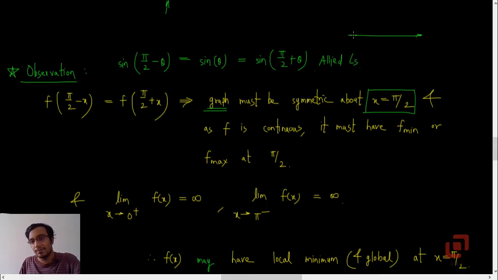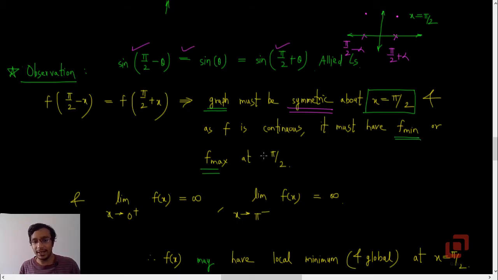Let's say this is the line x equal to pi by 2, the green vertical line. So if you go alpha units to the right of this, pi by 2 plus alpha, this must be pi by 2 minus alpha, and if f of pi by 2 plus alpha is somewhere here, due to this property, pi by 2 minus alpha should also be here. Which means the graph of this function is symmetric about the vertical line x equal to pi by 2. And because f is continuous, it must have either f min or f max at pi by 2.